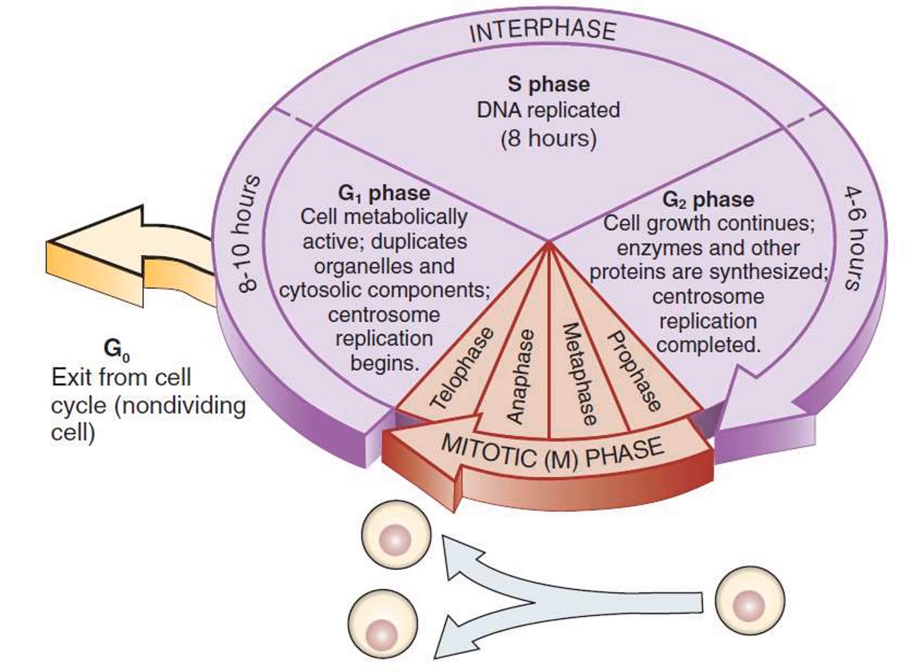Here we are seeing first the three cell cycle events. In the G1 phase, the cell from the parental cell gets ready to divide. First it goes through the G1 phase. In G1, the cell is metabolically active and ready for the duplication of organelles and cytosolic components, and centrosome replication begins here.